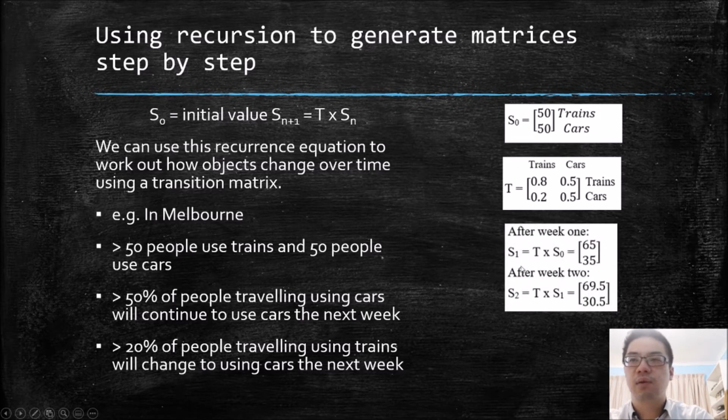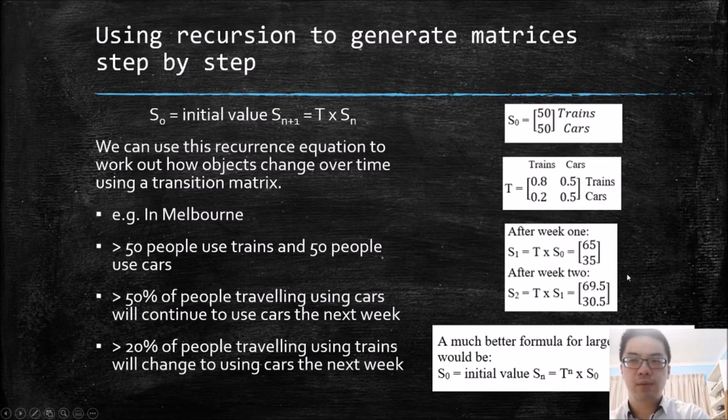So as you can see, after 1 week, S1 is equal to the transition matrix multiplied by S0. And then for week 2, you just go S2 equals the transition matrix multiplied by S1, which we worked out here, and that will give you S2 after the second week. Now, here's a much better formula for large values of n. You can use this one here. It's similar to the rule in recurrence relations.